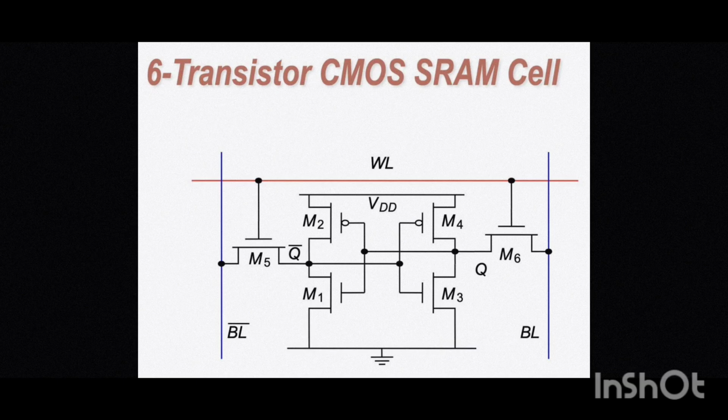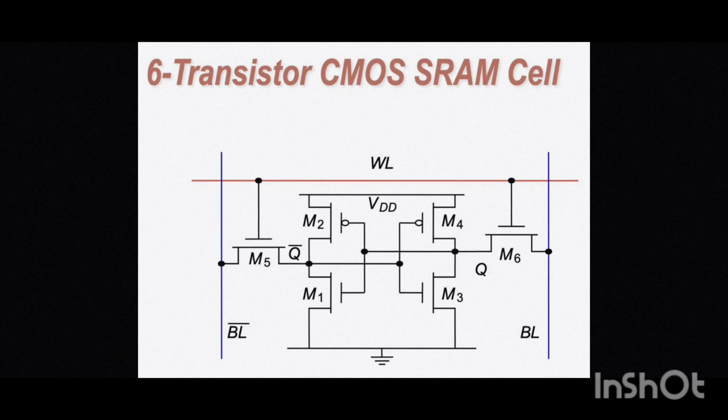Here, why does SRAM require 6 transistors? Each transistor in an SRAM cell has a specific function. The 6 transistors work together to reliably store and access data. The first 4 transistors form 2 CMOS inverters. These inverters are connected in a feedback configuration so that they continuously reinforce each other's output. This creates a stable memory element capable of storing either a logic 0 or a logic 1.